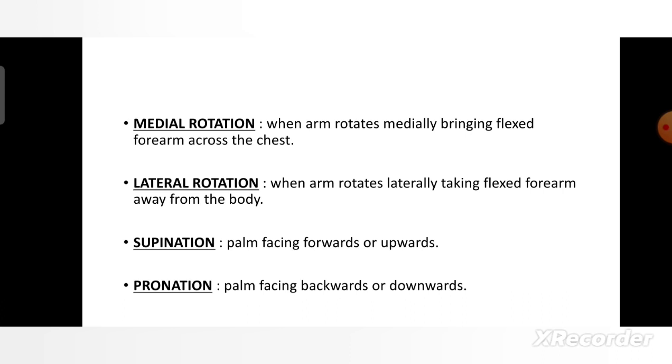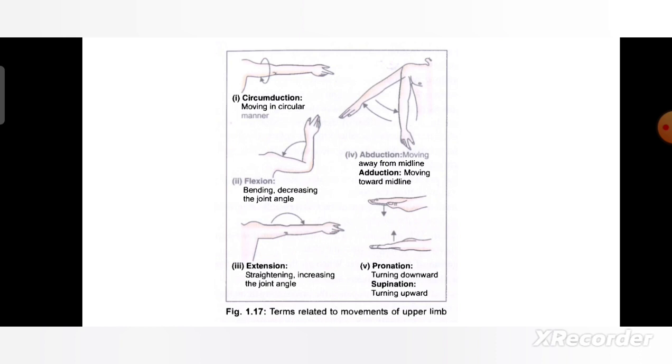Next is medial rotation. When the arm rotates medially, bringing the flexed forearm across the chest. Lateral rotation. When the arm rotates laterally, taking the flexed forearm away from the body. Supination. When the palm is facing forwards or upwards. Pronation. When facing backwards or downwards.